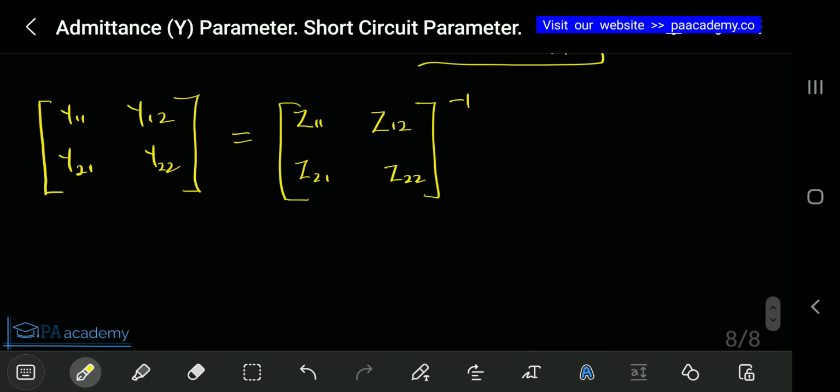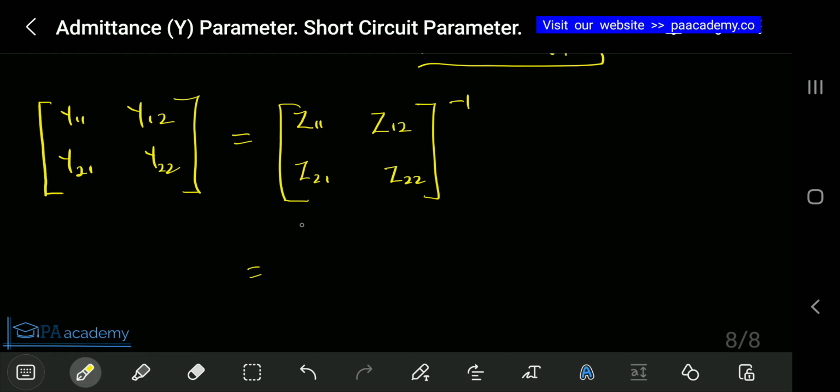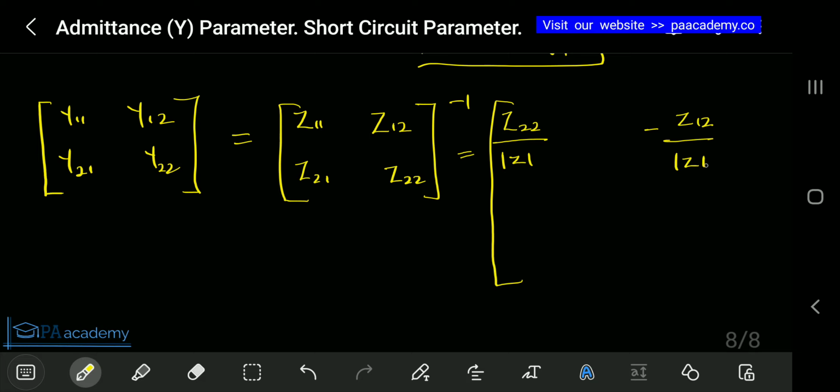Are we good? Okay, so what that simply means is the same thing as having, let me write it here because of space, z22 over the determinant of z, and then here we are going to have minus z12 over the determinant of z, and then here is minus z21 over the determinant of z, and then z11 over the determinant of z.